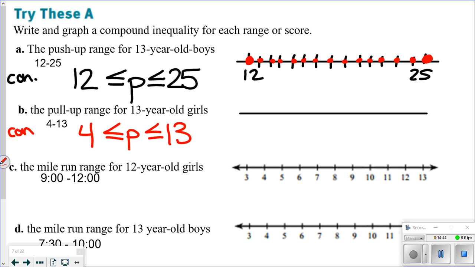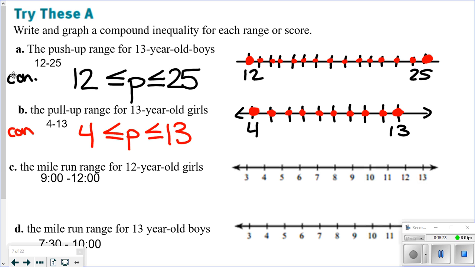Okay. So on our graph, start at 4. Closed circle at 4, closed circle at 13, and this is a conjunction, so we're going to shade in the middle to connect these. But pull-ups are counted in whole numbers, so make sure you're putting circles, points at all your whole numbers. 5, 6, 7, and so on.